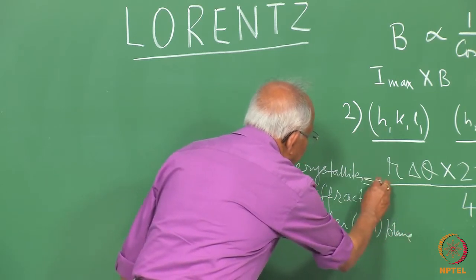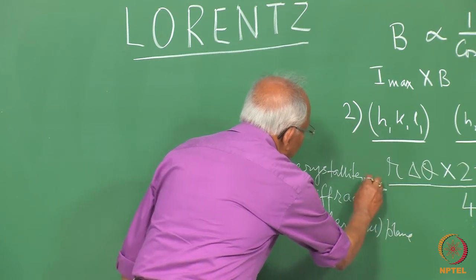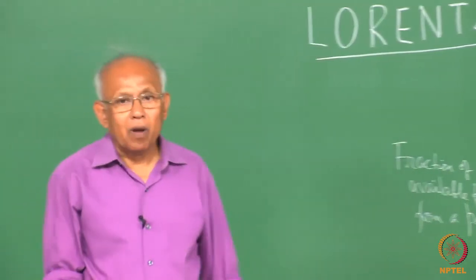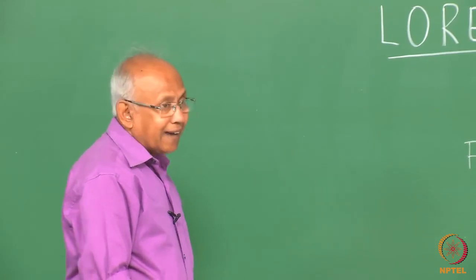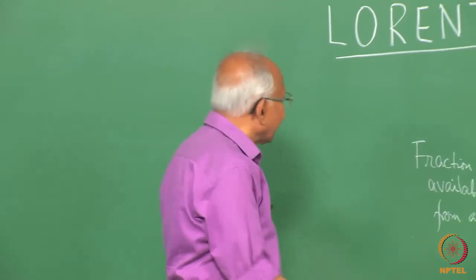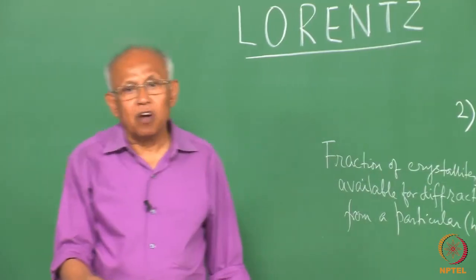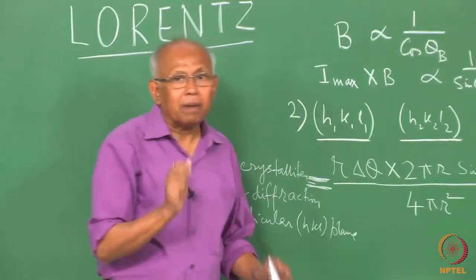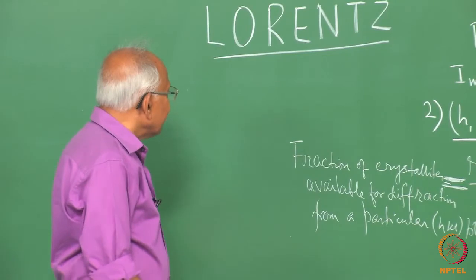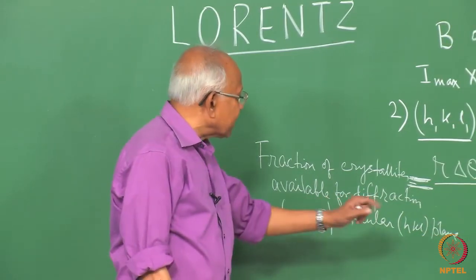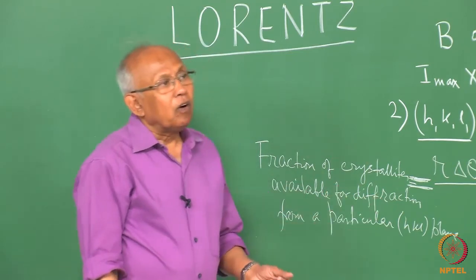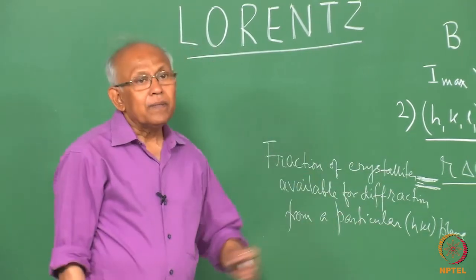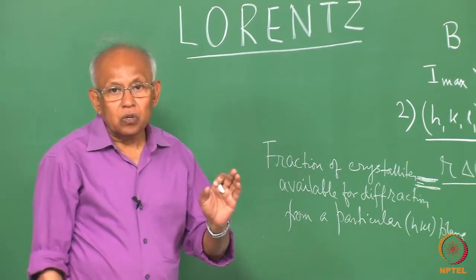So, this is a very important thing. Normally we have the idea that since the crystallites in the polycrystalline sample in the Debye-Scherrer method are randomly arranged, the number of crystallites which will give rise to diffraction from the H1 K1 L1 plane or from the H2 K2 L2 plane or from the H3 K3 L3 plane should be similar, but this is not true, simply because the fraction of crystallites available for diffraction from a particular HKL plane is different. So, all other factors remaining constant, only because of this fact the intensity of the diffracted beams will vary.